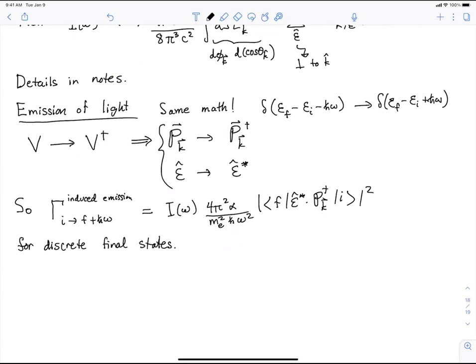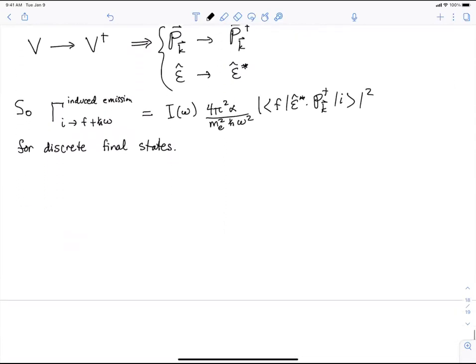So discrete final states is probably almost always what you want to use, because if you're emitting the light, that means the final state is lower in energy than the state you started with. And so it's very likely to be a bound state. For example, I could compute this, and probably we will in the future compute this rate when I'm, say, going from the n=2 state of the hydrogen atom to the n=1 state. So the final state's going to be very likely a bound state, and therefore a discrete state.